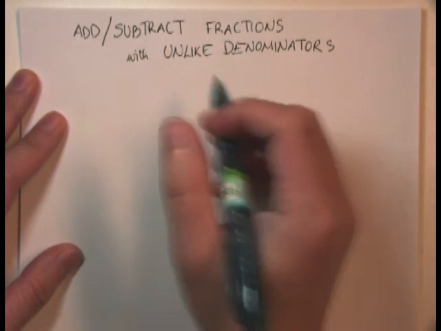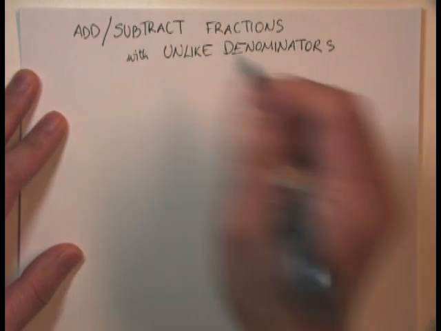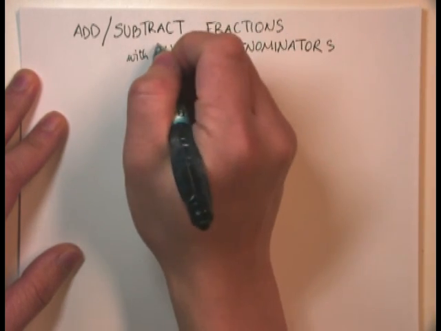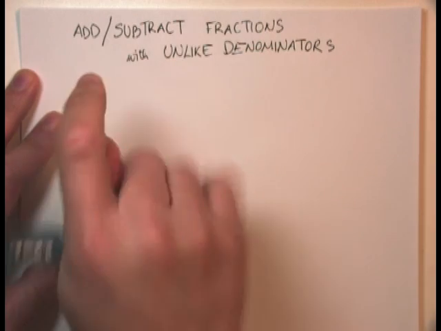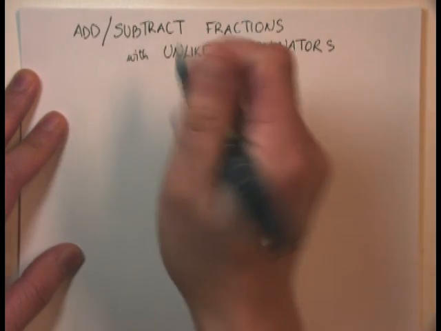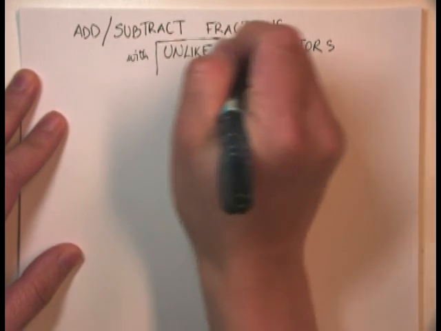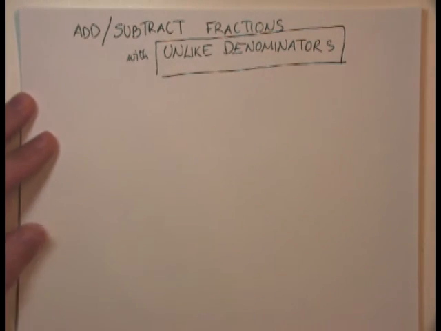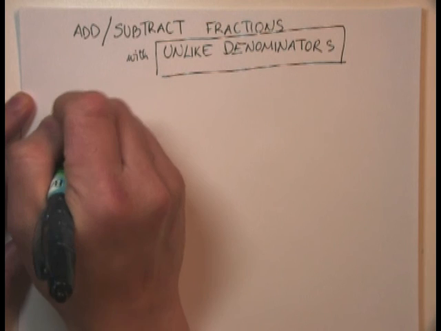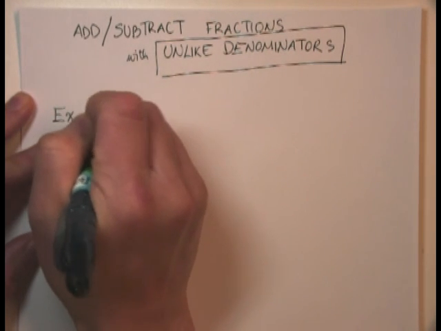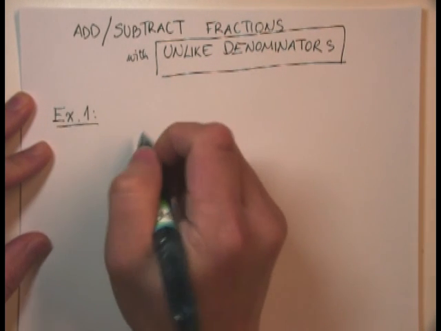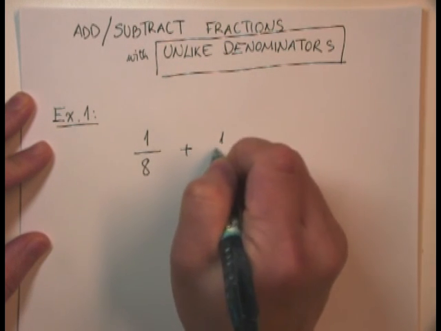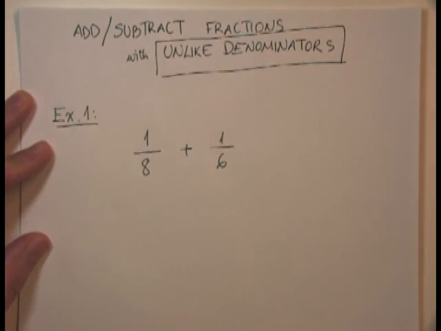Okay, so unlike the problems we did in the other video, the problems we're working in this video are adding and subtracting fractions with unlike denominators. Now let's look at the first example. What I have is 1 over 8 plus 1 over 6.